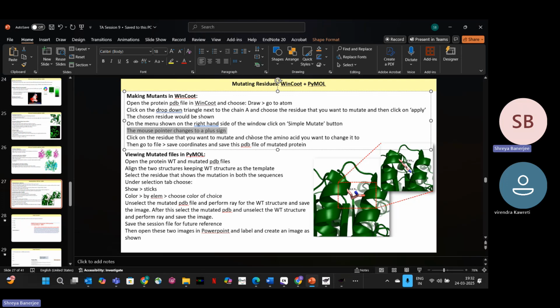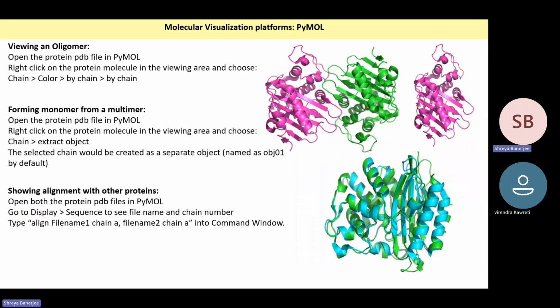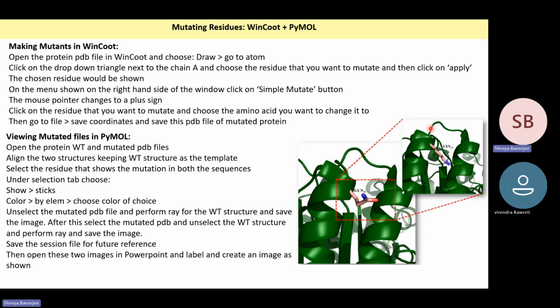Then you can save the modified file as a different PDB. Now in PyMol, we can open both the PDBs, the native PDB and the mutated PDB, and overlap them. We can create an image like this in PowerPoint. You must have seen in papers images like this, where you have two superimposed proteins. This is the original protein where glutamic acid was there at position 39. This has been mutated to lysine at position 39. This mutation was done in WinCoot, and then it was opened in PyMol, and this image was taken.